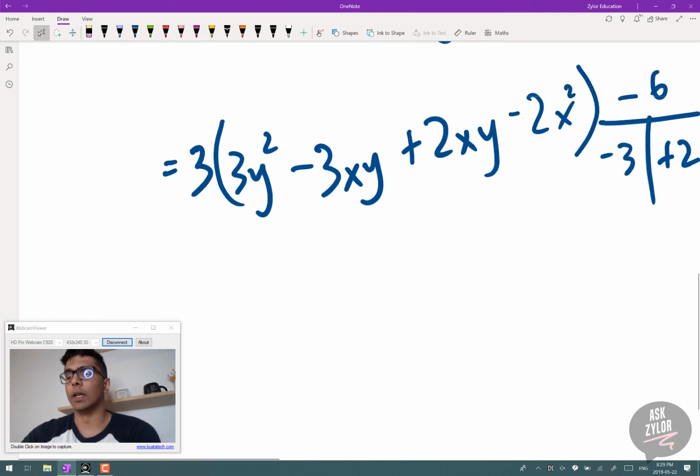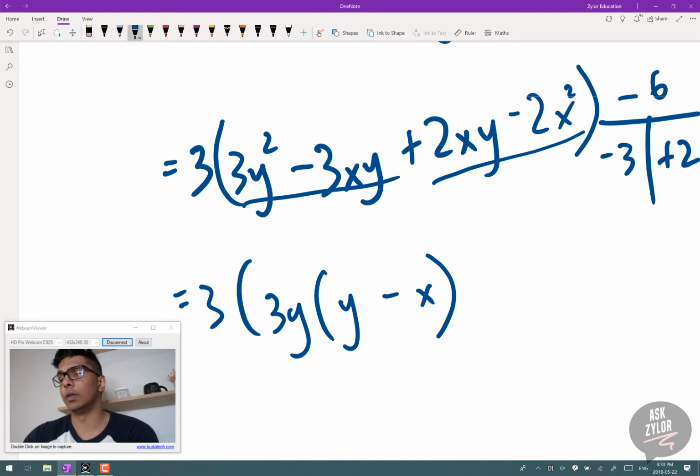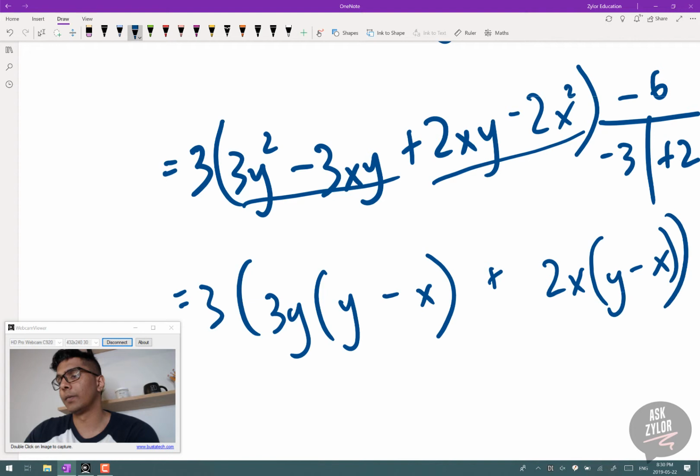Right? So then I'm going to group the first 2 terms and the last 2 terms, leaving the common factor outside still. So I end up with 3y, when I do that, y minus x, right? Because I grouped the first 2 terms and the last 2 terms, and I'm common factoring out again. So then I'm going to common factor from the last 2 terms. I'm going to take out a 2x, which leaves me with y minus x, right?